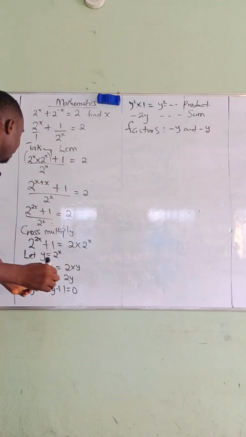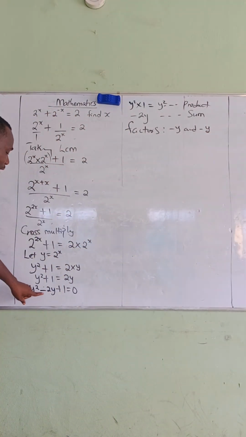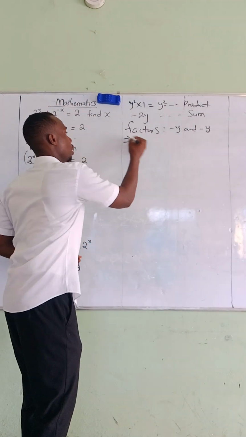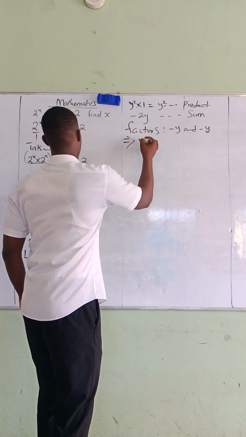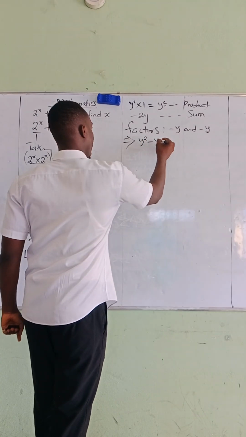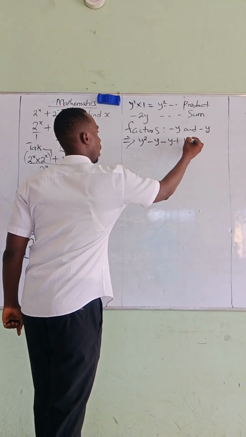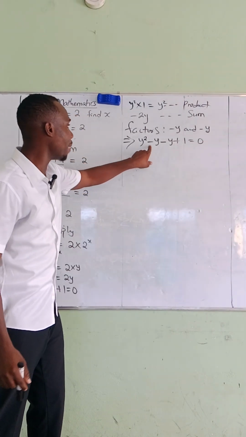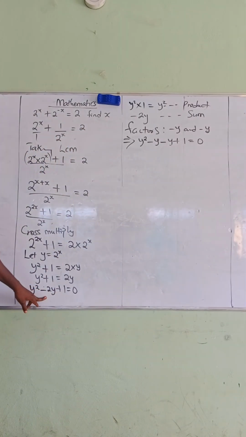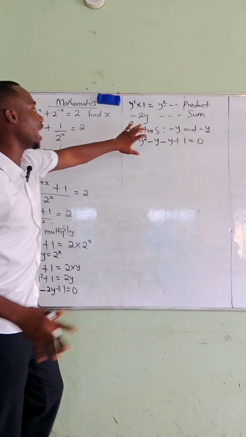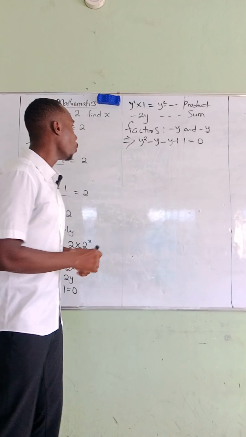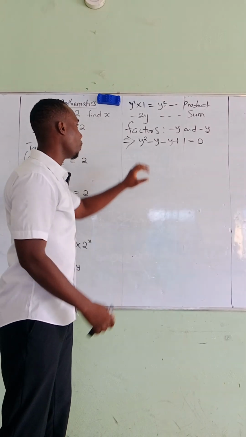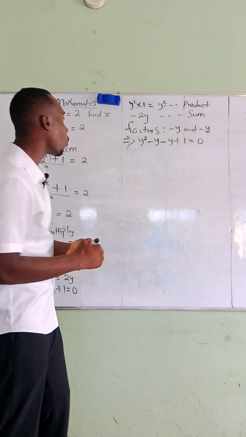So we are going to replace minus 2y with minus y and minus y, and it's going to be represented in this format: y squared minus y minus y plus 1 equal to 0. This is still the same thing, because minus y minus y still gives us minus 2y. We are just representing it like this so we can factorize. So what is common here? What can go through y square and y?